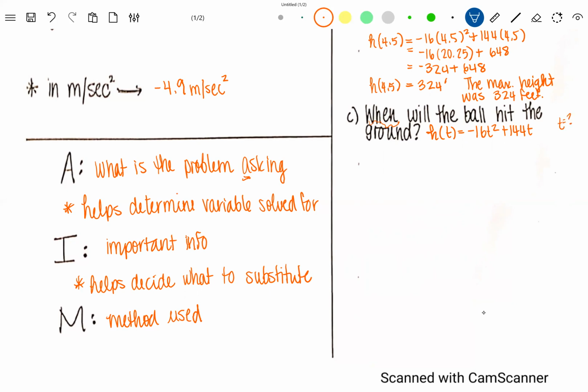and it does tell us what the height is. If you have an equation with two variables and it asks you to find one of them, you have to have the other one to substitute. This right here, it says when will it hit the ground? That's the height. We're trying to find the time that the height is on the ground. So 0 equals negative 16 t squared plus 144 t.